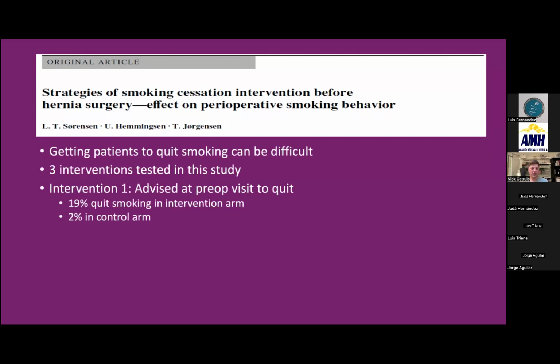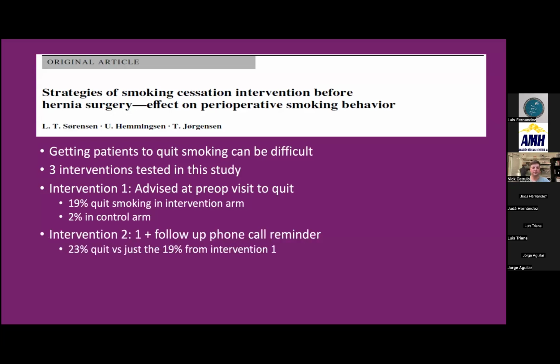One was at the visit, they just advised the patient to quit. What they found is that in a control arm where they didn't mention any of this, in the study period, only 2% of patients would quit. But if a patient was advised to quit by their doctor as a recommendation to improve their outcomes of surgery, they found they got a 20% patient buy-in in terms of quitting smoking.